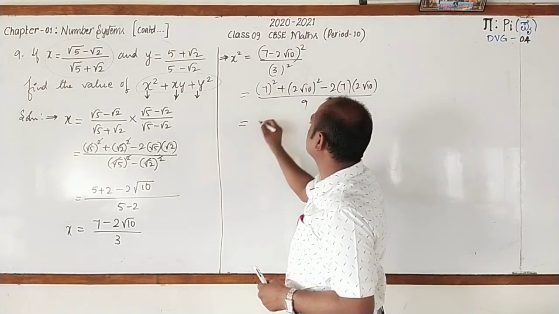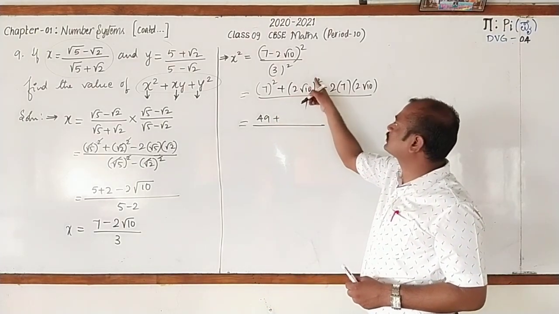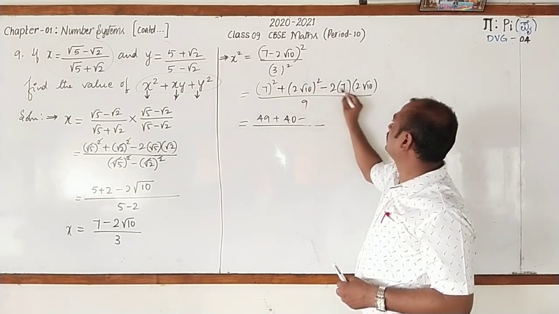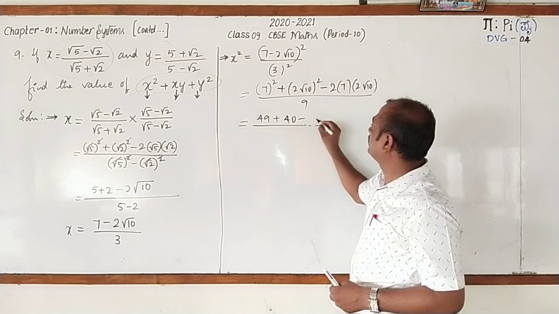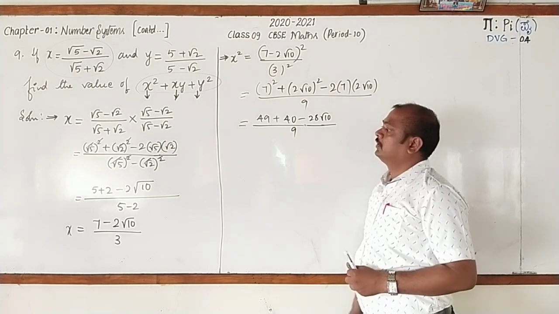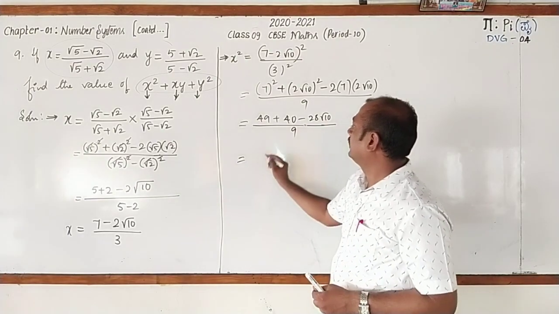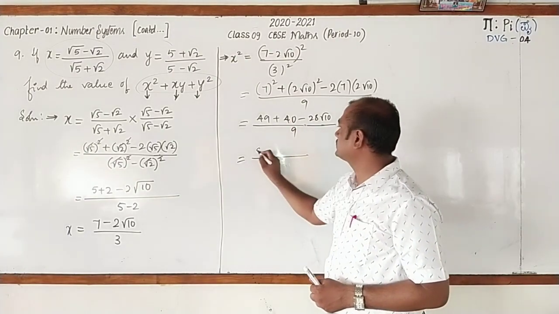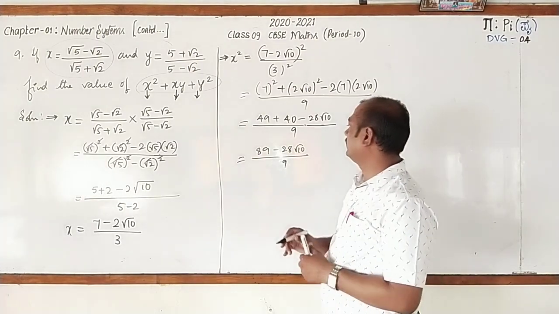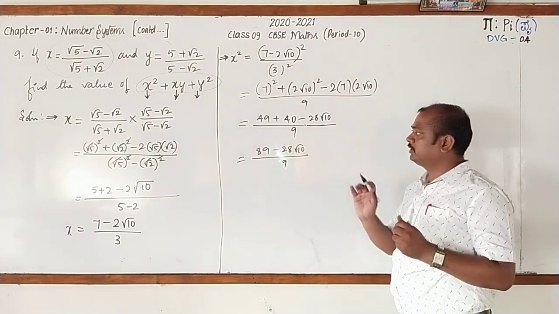It is equal to 7 square is 49 plus 2 into root 10 whole square. What is 2 square? 4. Root 10 whole square 10. 10 4s are 40 minus 2 2s are 4. 4 7s are 28 root 10 by 9. It is equal to, now 49 plus 40, it is 89 minus 28 root 10 whole divided by 9. Any chance of taking common factor? No, let it be as it is.